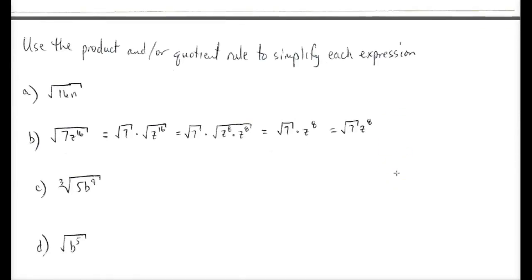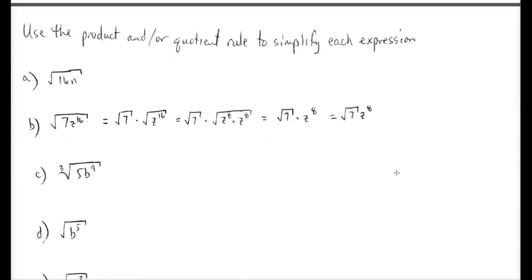All right, so now what we want to do is use the product and quotient rules that we talked about in the first part of this video series to be able to simplify each expression. Okay, so here we use the product rule. We know that 16 times n, if we take the square root of that, that could just be square root of 16 times square root of n. And we know that square root of 16 is just 4, so that would just be 4 times square root of n.